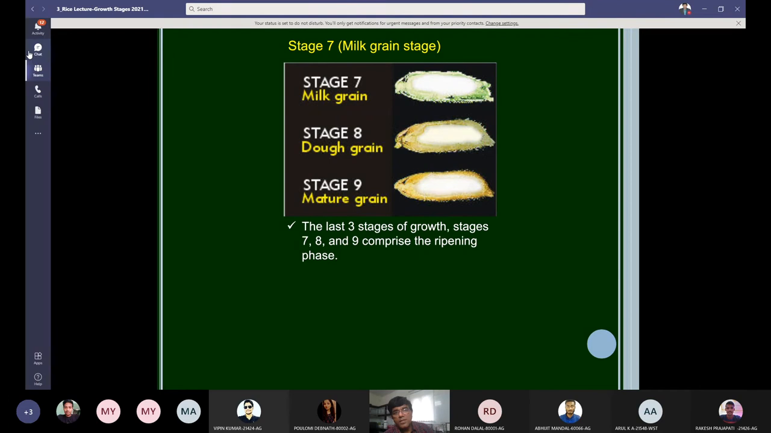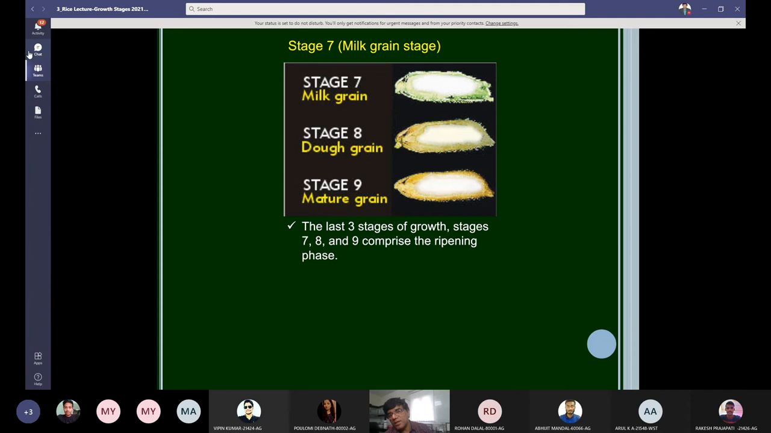And now see stage 7. Stage 7 is your milk grain stage. Stage 8 is your dough grain stage. And stage 9 is the mature grain stage. The last three stages of growth, 7, 8, and 9, comprise the ripening phase, which is made up of the milk, dough, and mature grain stages.